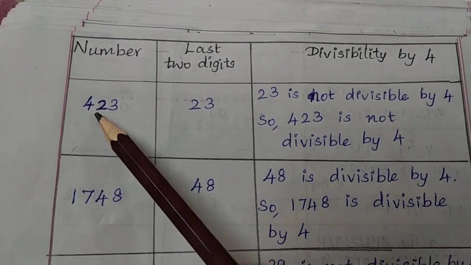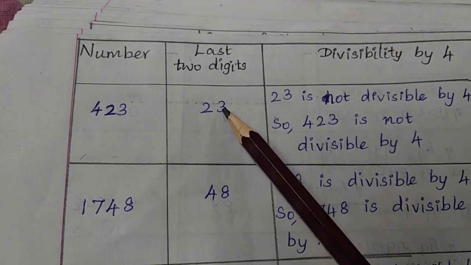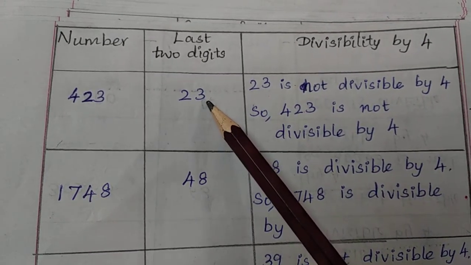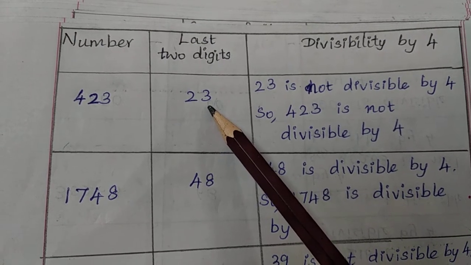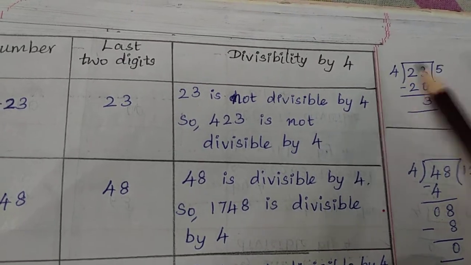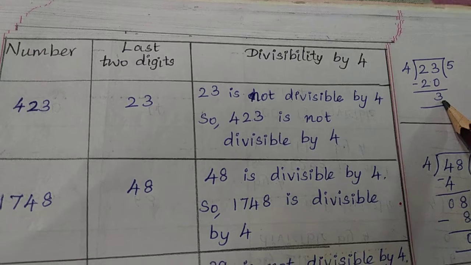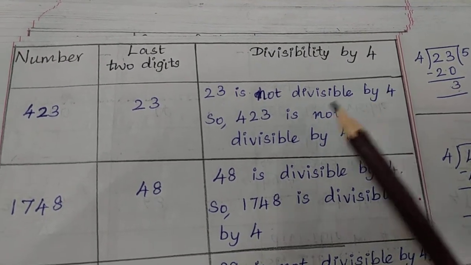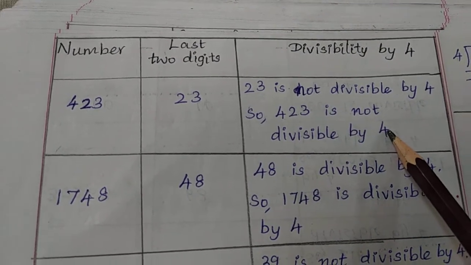Consider 423. The number obtained by the last two digits is 23. 23 is not in the fourth table. 20 is there, 24 is there. So you can easily say that 23 is not divisible by 4. I have made the calculation. 4 5s are 20, 3 is the remainder. Since remainder is not equal to 0, we say that 23 is not divisible by 4. So 423 is not divisible by 4.